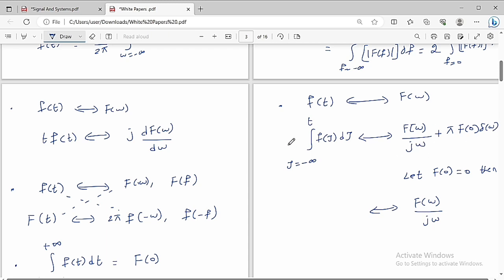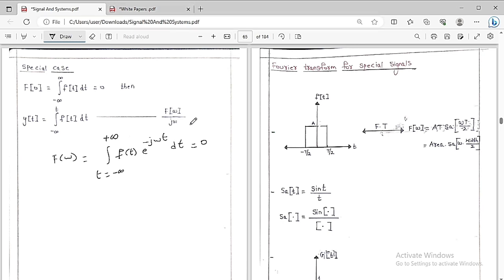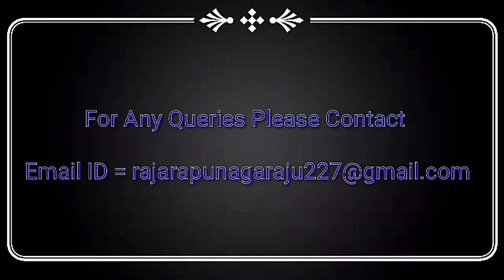All these formulas, the Fourier transform properties, you always have to keep in your mind.